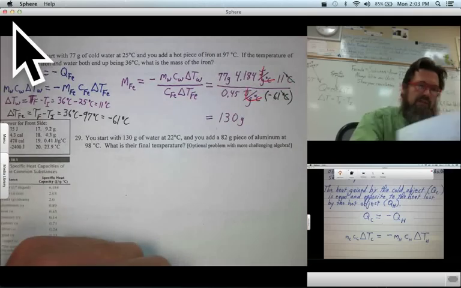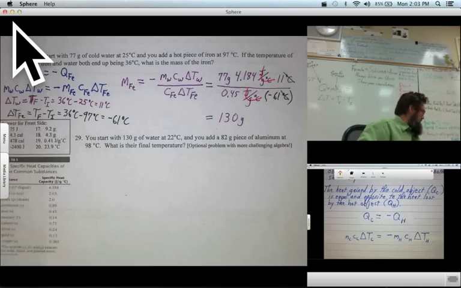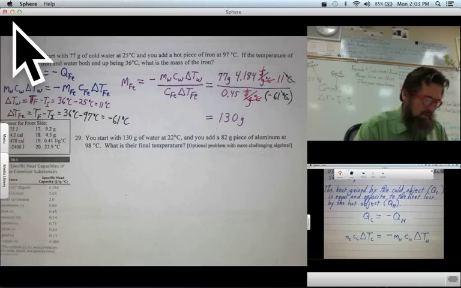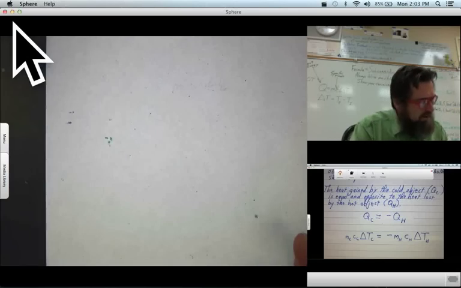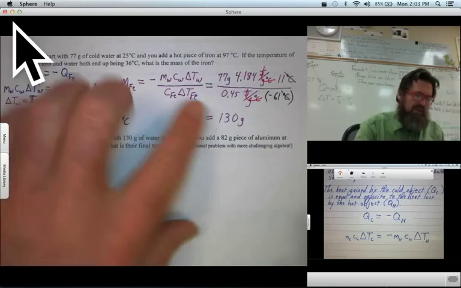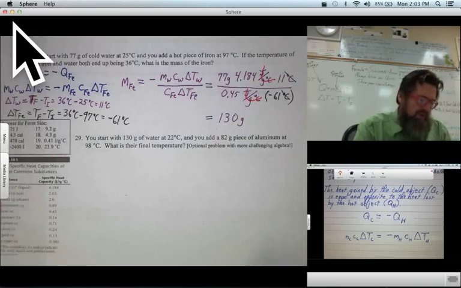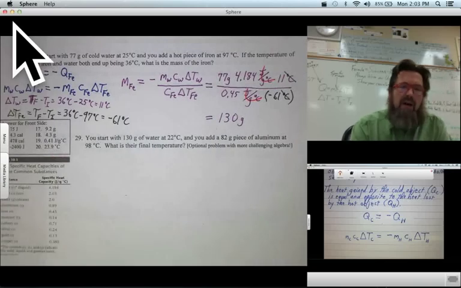I really should check. Let's see. The answer on the front side, 130 grams. Yay, 2 sig figs. All right, so that is our calculation.